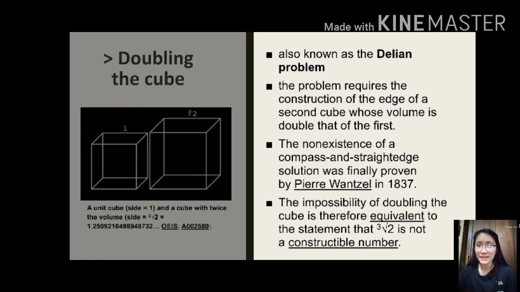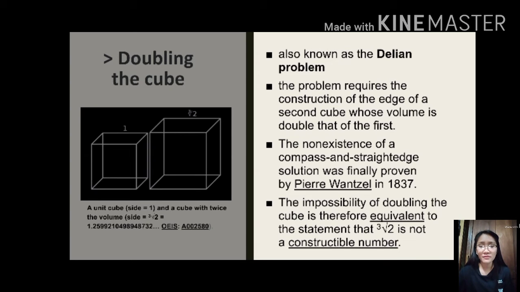It is also known as the Delian problem. It is an ancient geometric problem. Given the edge of a cube, the problem requires the construction of the edge of a second cube whose volume is double that of the first. Doubling the cube is now known to be impossible using only a compass and straightedge.